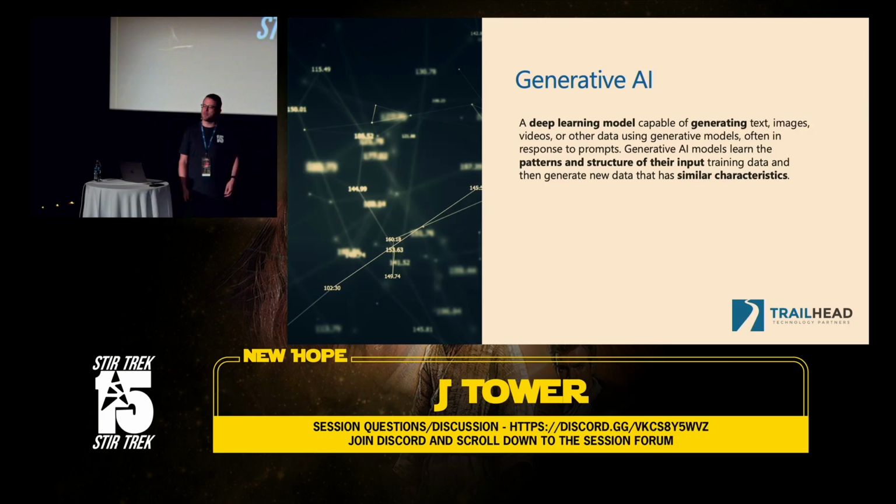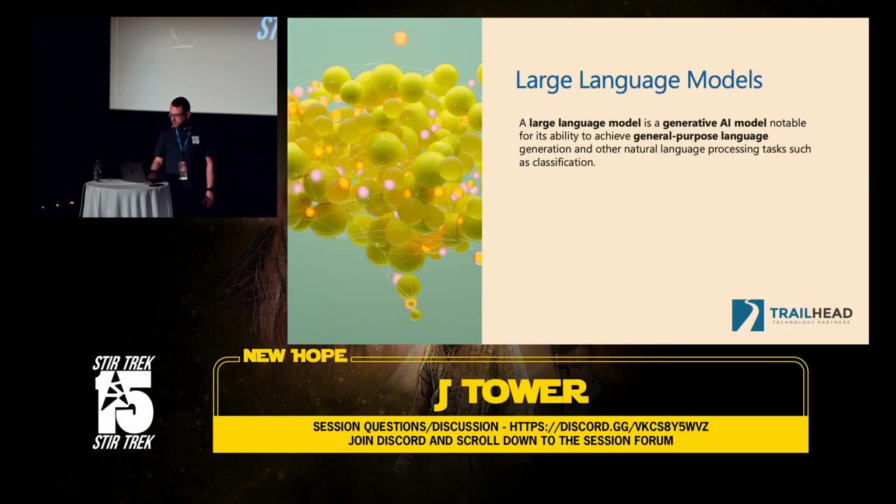ChatGPT is probably the most well-known name out there right now in AI. Generative AIs are just deep learning models that are built in such a way that they're capable of generating things like text or images or videos. They do that by learning from a set of data that they're trained on and looking for the patterns and structures in that input, and then generating things with similar characteristics for the output.